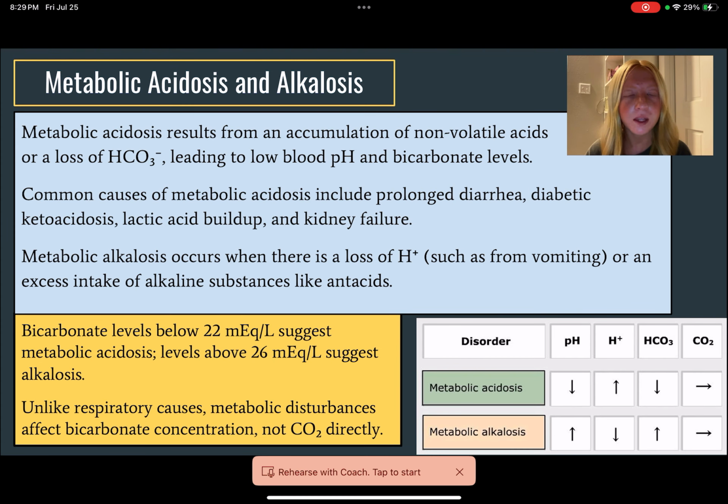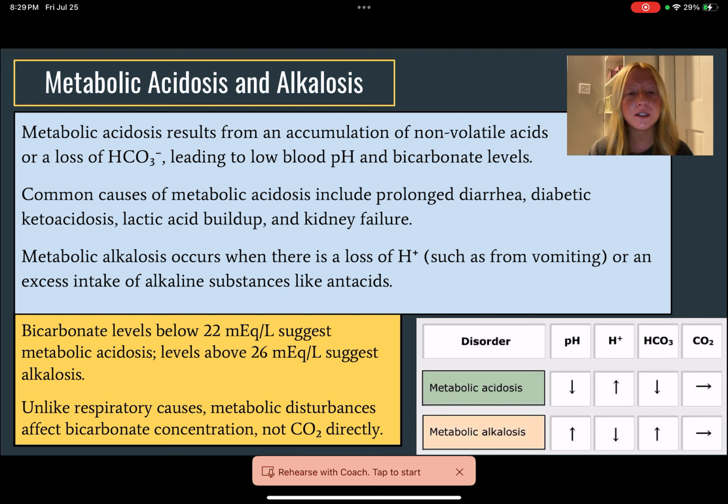Metabolic acidosis and alkalosis. Metabolic acidosis results from an accumulation of non-volatile acids or a loss of bicarbonate ions, leading to low blood pH and bicarbonate levels. Common causes of metabolic acidosis include prolonged diarrhea, diabetic ketoacidosis, lactic acid buildup, and kidney failure.